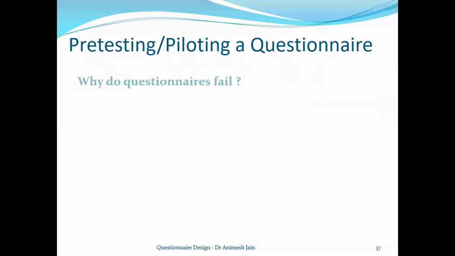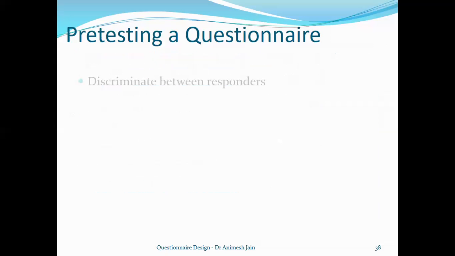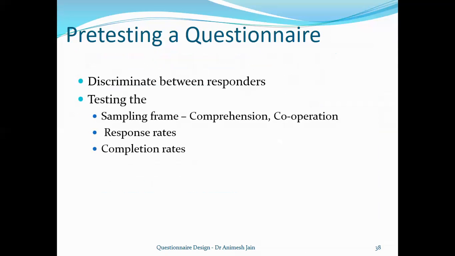Now coming to pre-testing. We have realized that many times people don't understand, they can't complete the questionnaires, the questionnaires don't reach them, or they get offended or bored. That's why people don't end up giving you the data, and questionnaires fail. So how do you go about it? You start pre-testing or piloting it, and you try to go the same way that you have planned for the actual study. That will give you an idea, on a smaller sample, about the response rate, the completion rate, how exactly it's behaving, whether it's giving you the exact data that is required, and things like that.